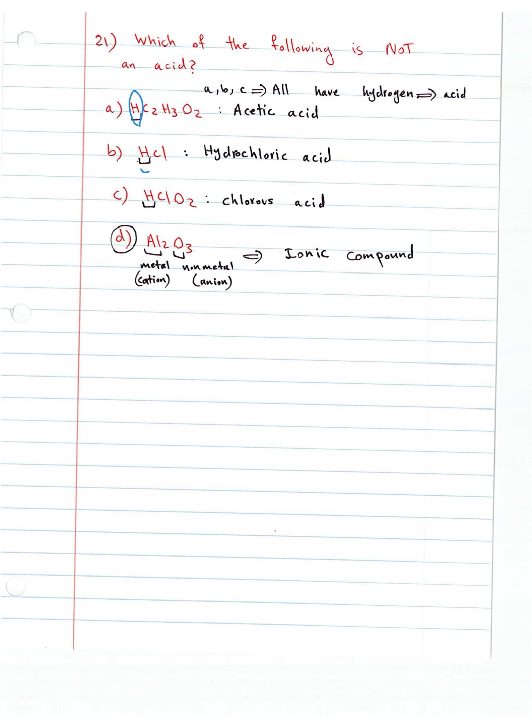And then here, which of the following is not an acid? All of these have hydrogen, they are acids, and then this one has a metal, basically a cation, and an anion, so it's an ionic compound, not an acid. And then I named them here too for your reference. Just ask me if you have any questions.